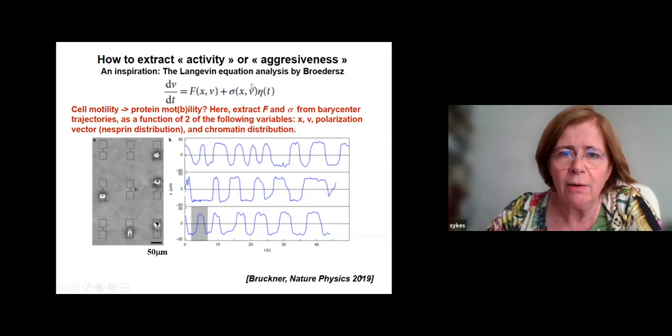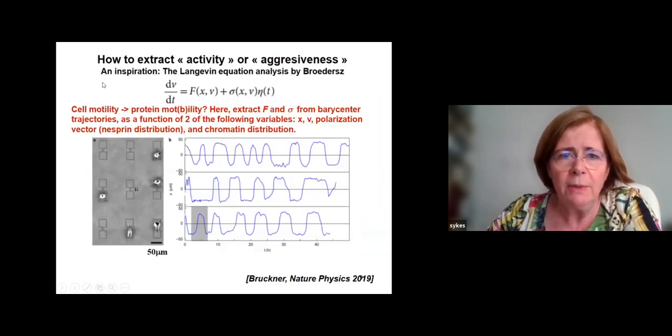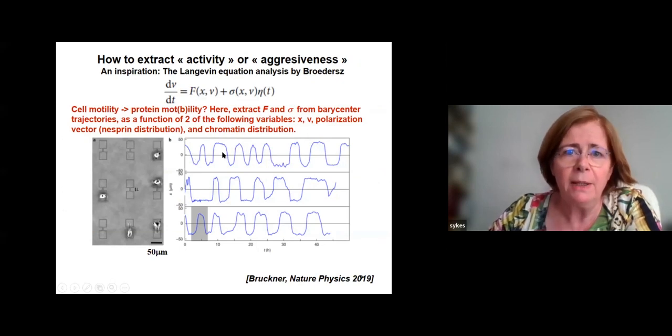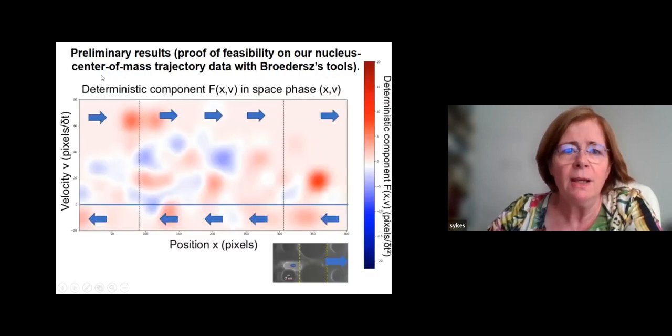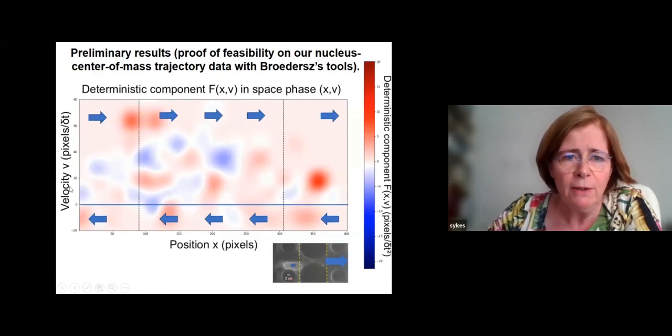and they started to extract some stochastic contribution and force contribution. We wanted to apply this to our system. This is very, very preliminary data. On our experiments on nuclei translocation, we determined the deterministic term here. This is the deterministic component of this equation as a function of the velocity of the barycenter of the nucleus and the position. And you can see that we can see some amplitude.